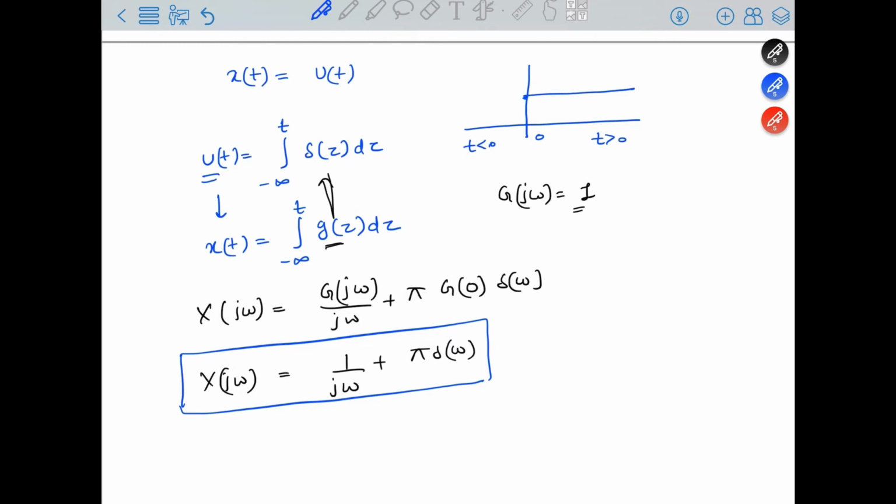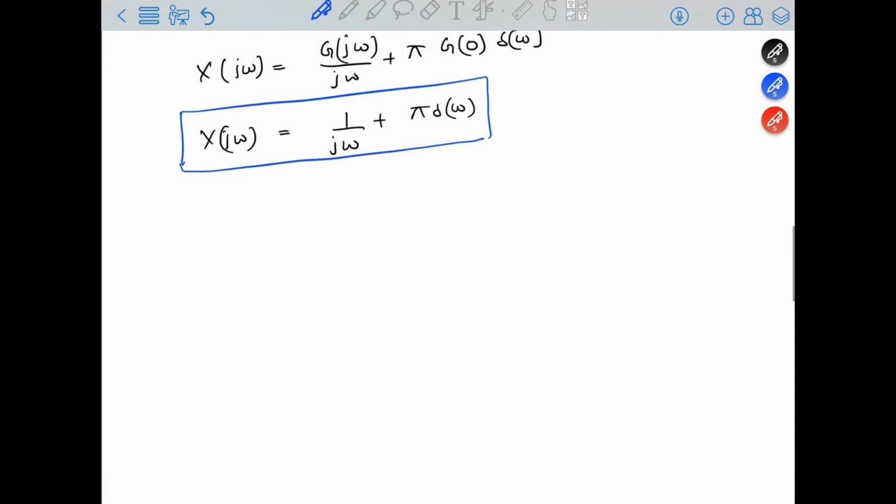Now the unit step is the integration of the unit impulse, which directly infers that the unit impulse can be written as the derivative of the unit step function. So can we get the Fourier transform of our unit impulse function back? So yes, we can. So we can write δ(t) as du(t)/dt. So we have already derived the Fourier transform of u(t), which is represented by this equation.